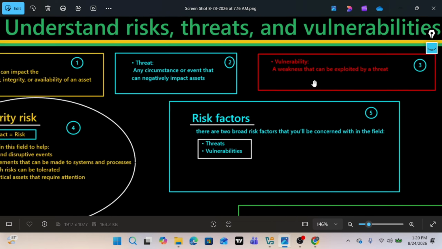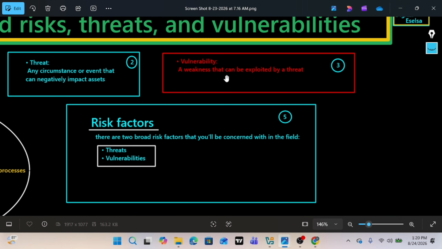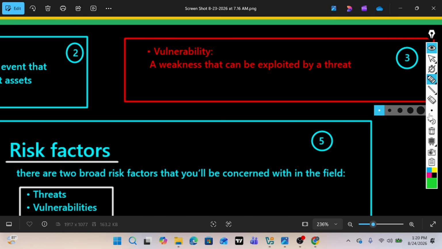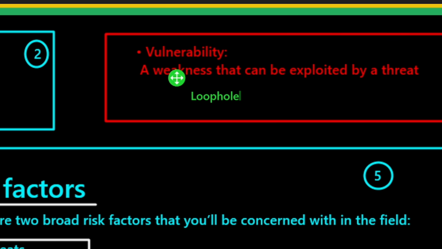Now, the third concept here, of course, is vulnerability. What is a vulnerability? It is a weakness that can be exploited by a threat. A weakness. Some of my students say they prefer to call this vulnerability a loophole. It is something that can be exploited. A loophole, a weakness. That is what we call vulnerability.